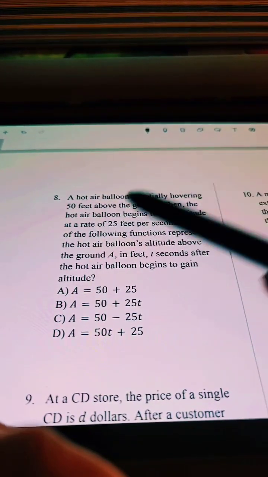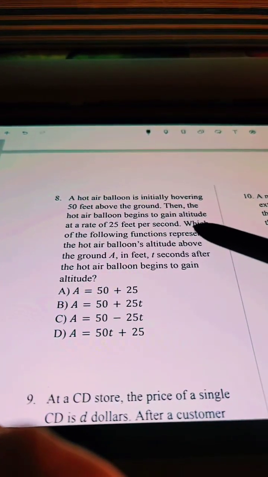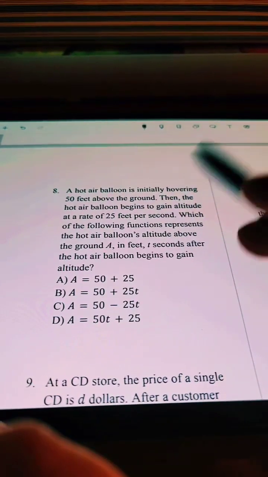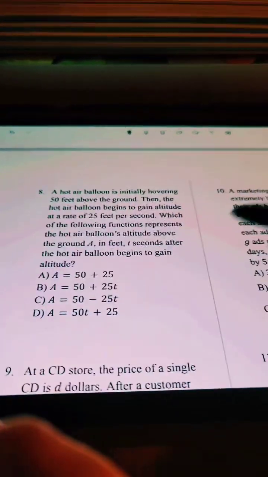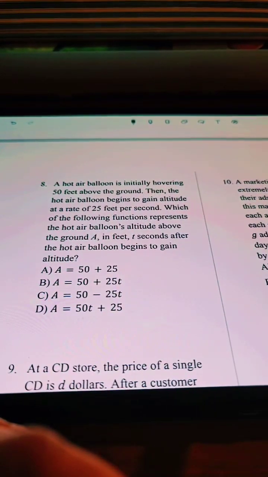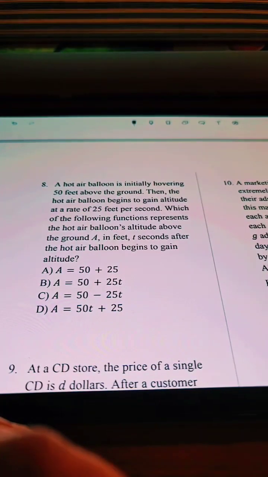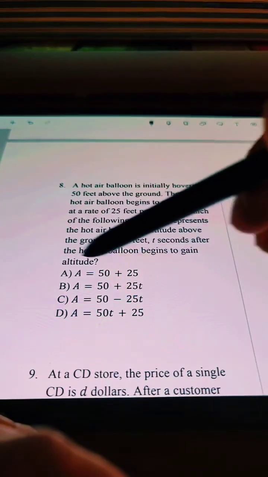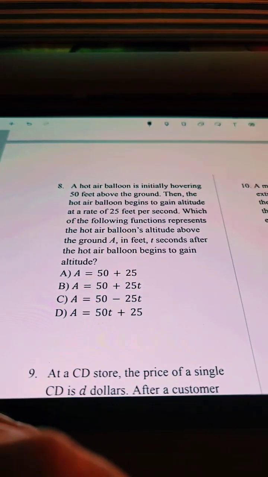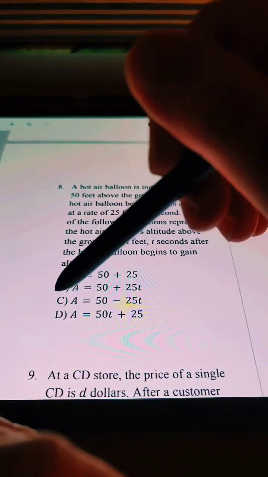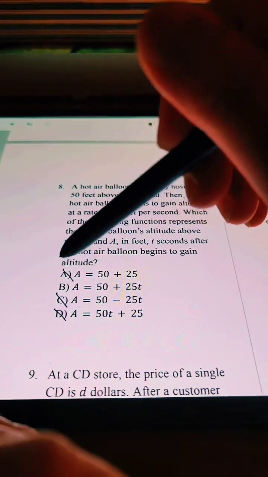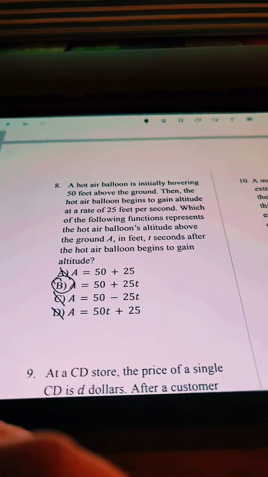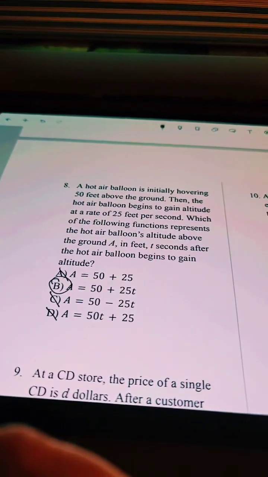Okay, so it's initially hovering at 50 feet above the ground, and then it's gaining altitude. So it's increasing by 25 feet per second. So it's a positive slope of 25. So right away, just from knowing my slope is 25 and it has to be positive, I can eliminate every single answer choice except for B. B is the correct answer. Yes, it's B.